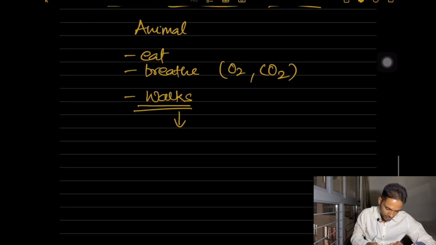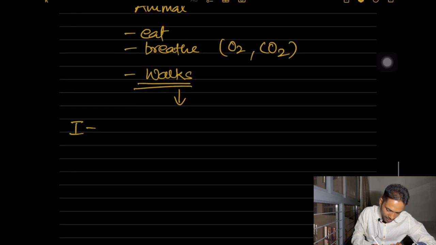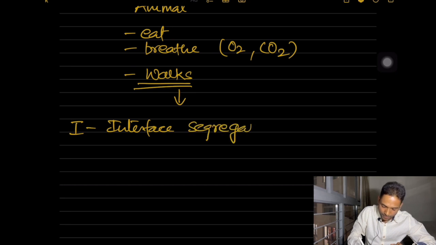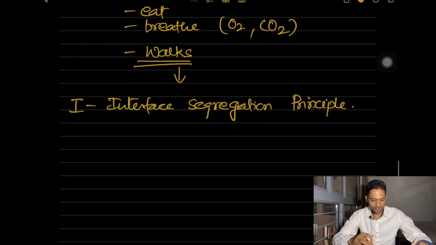Continuing with the next example. So the next example is the interface segregation principle. Okay, again, for this I'll come up with another example.